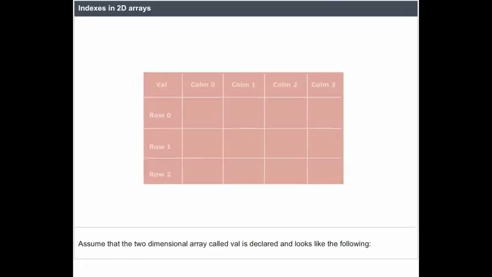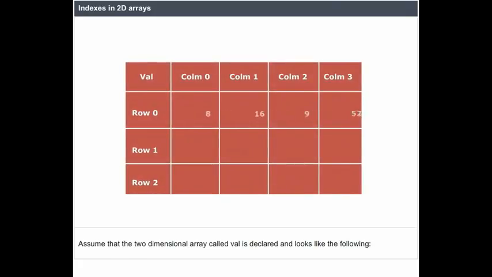Indexes in 2D arrays. Assume that the two-dimensional array called VAL is declared and looks like the following. To access the cell containing 6, we reference VAL[1][3], that is row 1, column 3.